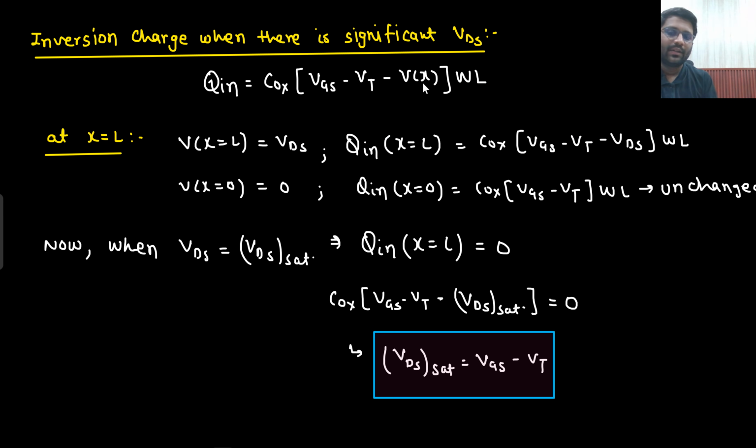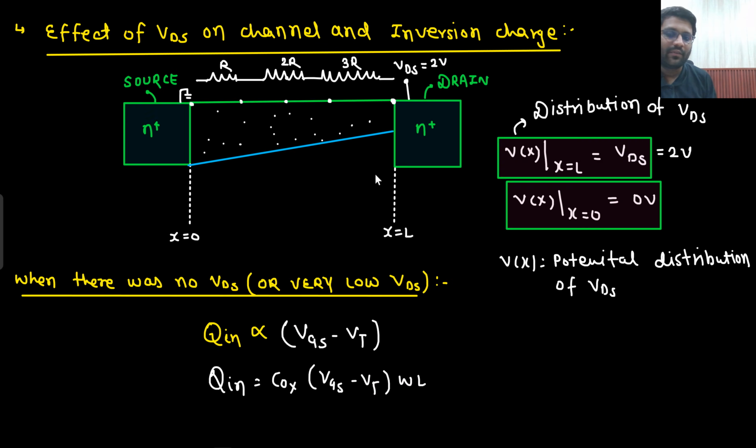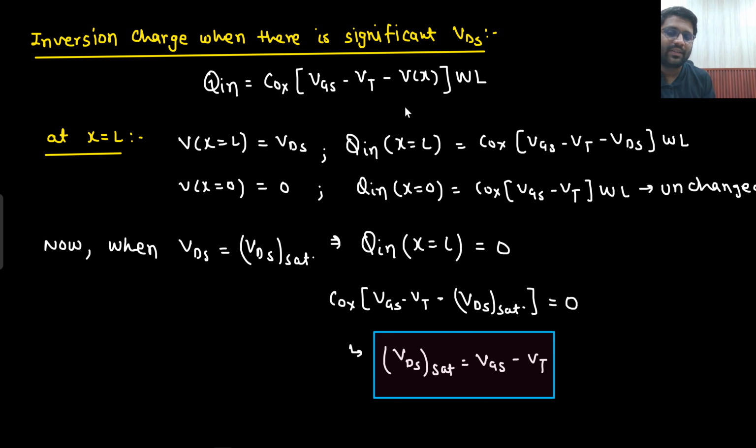Okay. So, sir, my potential distribution of VDS is surely affecting my inversion charge. Now, at x equals L, where my potential is VDS only, I will simply put VDS in this equation. At x equals L, this much inversion charge I will have. Now, when I am achieving saturation, at that particular point my channel is completely pinched off. That means my inversion charge has become 0. So my VDS,sat is coming out to be VGS minus VT. There you go.